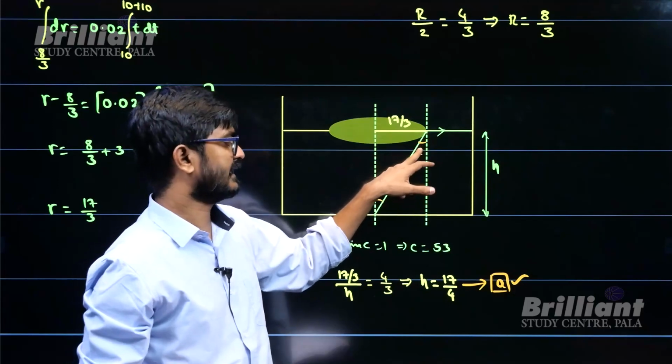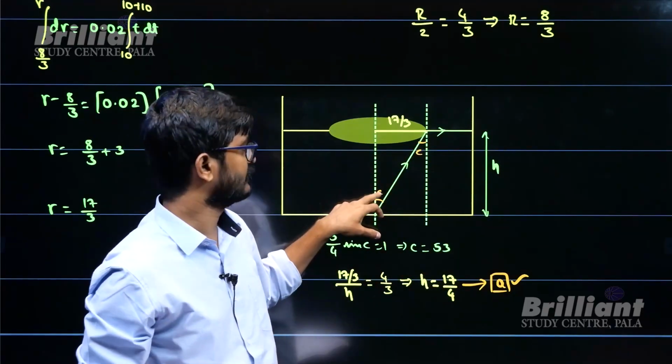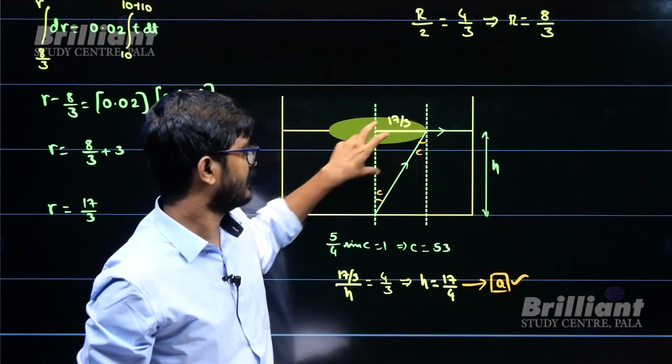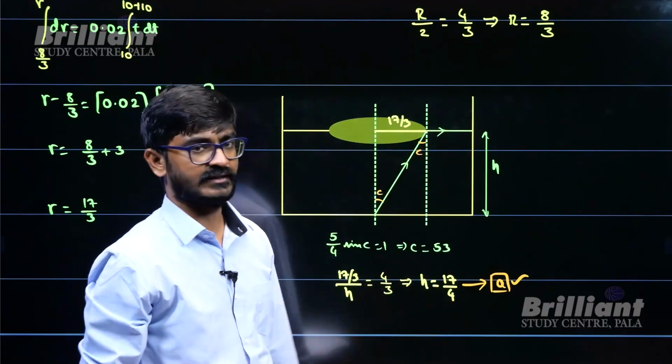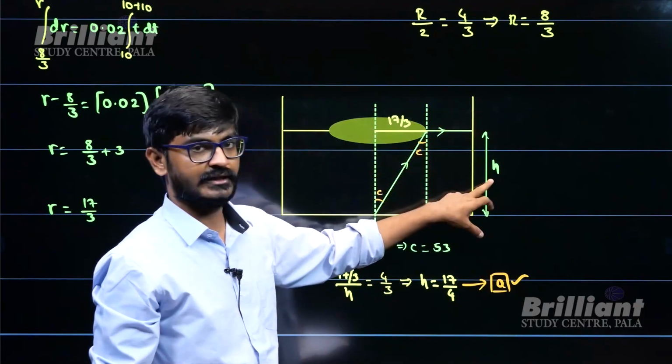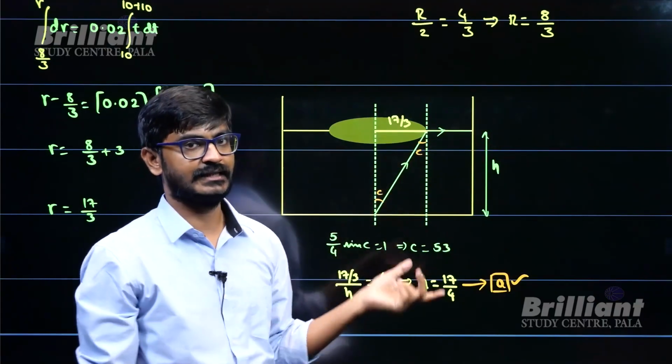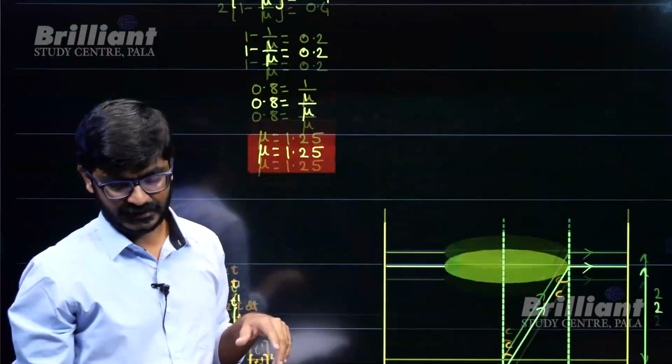So again, critical angle we have already calculated. Then again I can use tan critical angle equals 17 by 3 by h. So h equals 17 by 4. So I need to start filling the water till a height 17 by 4 so that I can see the rays again. So what is happening here?